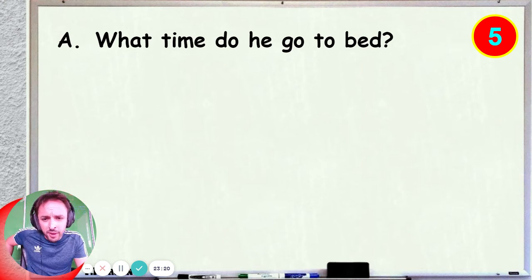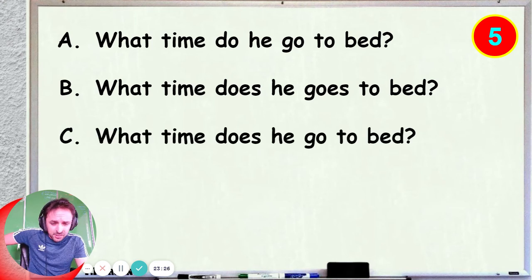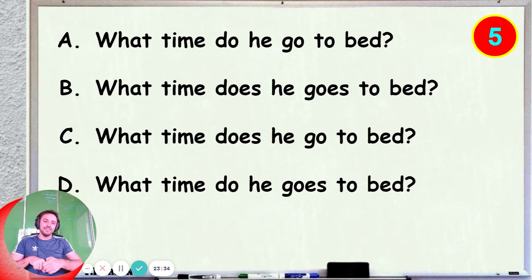What time do he go to bed? What time does he goes to bed? What time does he go to bed? What time do he goes to bed? What is the correct one? That's a hard one. What time do he go to bed? What time does he go to bed? Or what time do he goes to bed? Okay, 5, 4, 3, 2, 1.